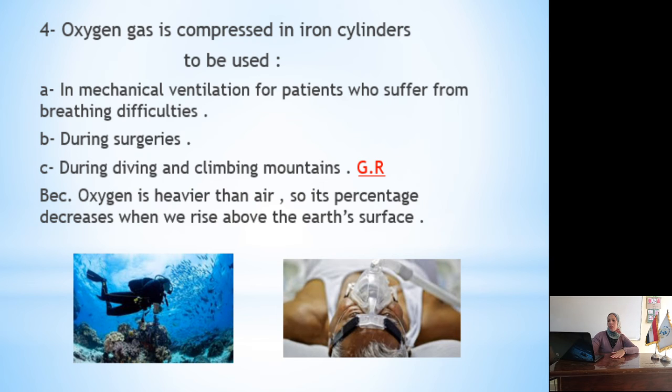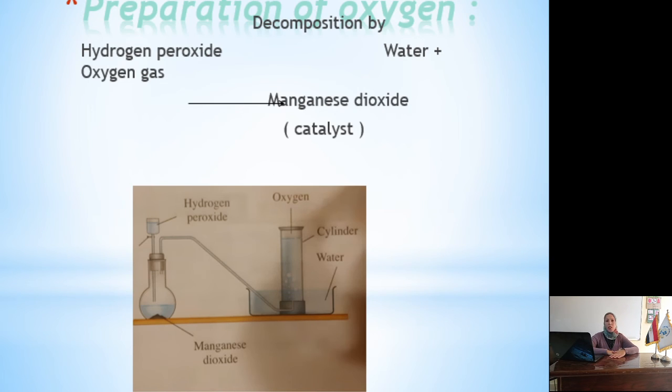Slide number 13. How can we prepare oxygen in lab? From substance called hydrogen peroxide that decomposed to water and oxygen gas in the presence of manganese dioxide as a catalyst. What's catalyst? It's a chemical substance that remains without a change in its structure and properties during chemical reaction. Oxygen is collected by the downward displacement of water because, as we said, it's scarcely dissolved in water.